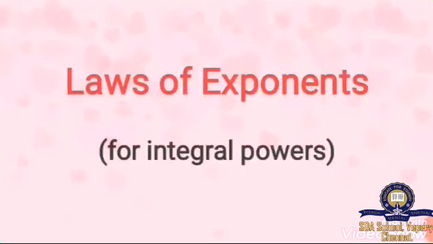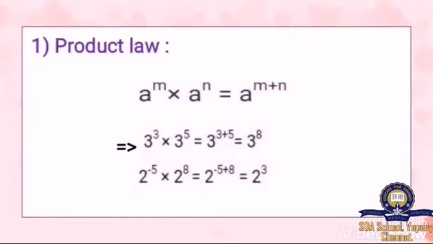So let me move on to the topic. The topic is laws of exponents. We have three types of laws. The first law is the product law, which means that a to the power m into a to the power n is equal to a to the power m plus n. So when we multiply two numbers, the powers get added. So we get a to the power m plus n. That is, 3 to the power 3 into 3 to the power 5 is equal to 3 to the power 3 plus 5, which is 3 to the power 8.